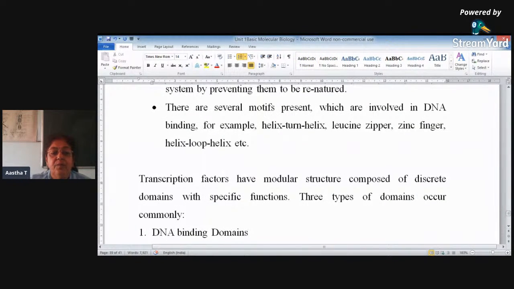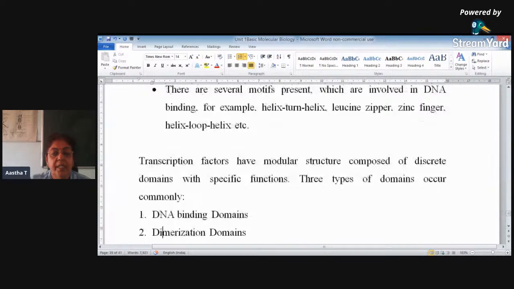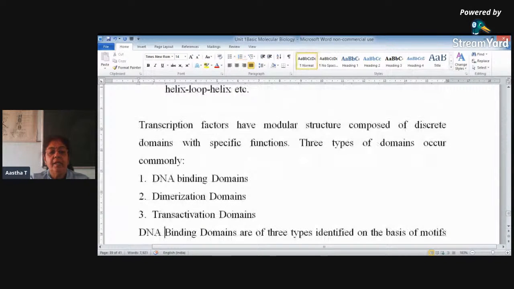Transcription factors have modular structures composed of specific domains which have specific functions. So there are three types of domains. One is the DNA binding domain, second one is the dimerization domain, third one is the trans-activation domain. The DNA binding domains again are of three types. Domains are the specific sites.